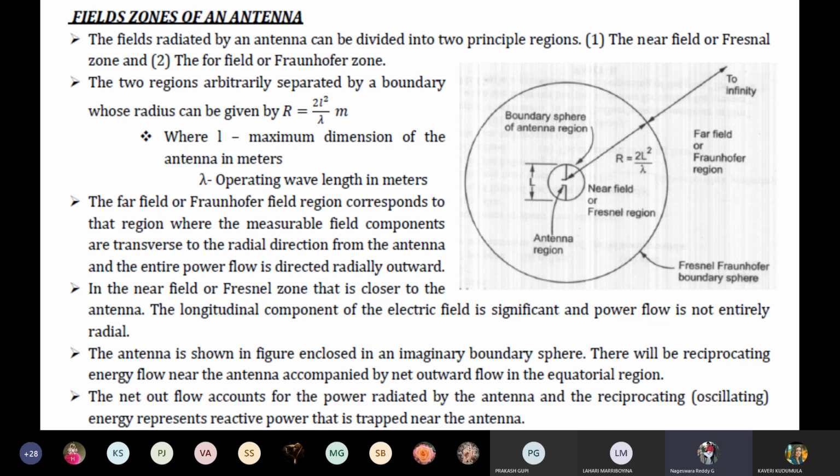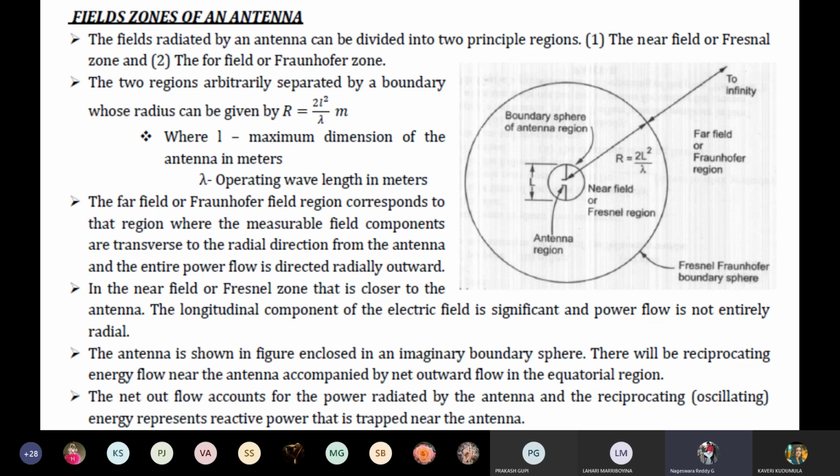The two regions are arbitrarily separated by a boundary whose radius is given by R = 2L²/λ meters, where L is the maximum dimension of the antenna in meters and λ is the operating wavelength in meters. What are the units? L² is in meter square, divided by λ in meters, so you get meters as the unit for the radius.